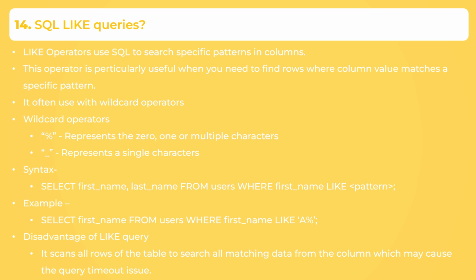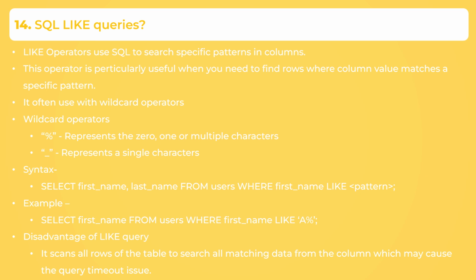So next question is SQL LIKE queries. The LIKE operator is used in SQL to search for a specific pattern in the columns. This operator is particularly useful when you need to find rows where column values match a specific pattern. It is often used with the wildcard operator. So what is the wildcard operator?